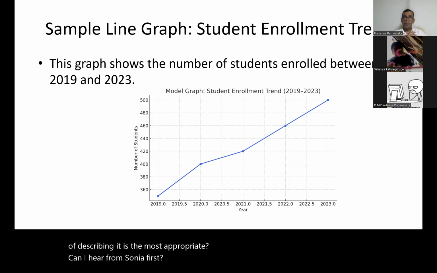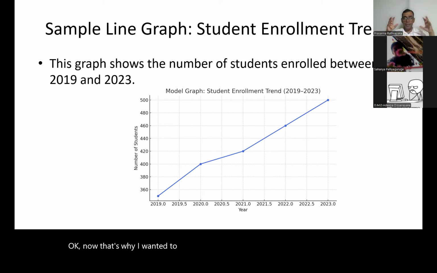I feel like both would be okay, but not sure. Okay, Sahanya. Adipa, how do you think? So I think if this was a graph that I had to make for an assignment, and if I had to describe it myself, this is the right way. But if it was an assignment to describe the graph, then it would be the other one. Okay, now that's why I wanted to take this question.